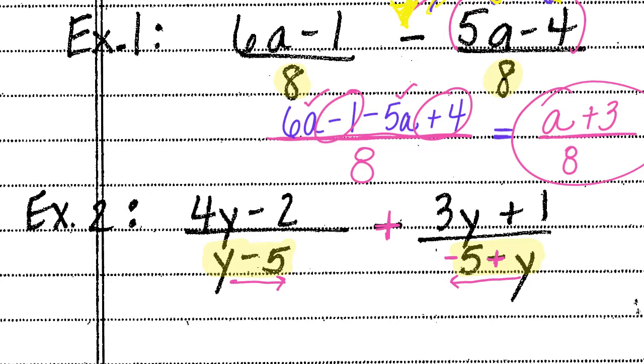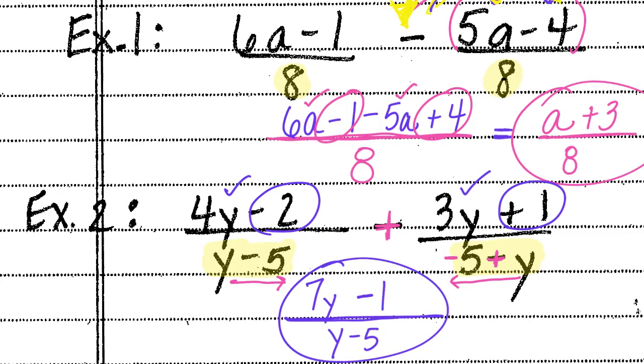So now I know my common denominator is y minus 5. On the top, now we could just add together. I'm not going to rewrite it because I can just add from here. 4y and 3y is 7y, and negative 2 and positive 1 is negative 1. So my final answer is 7y minus 1 over y minus 5.